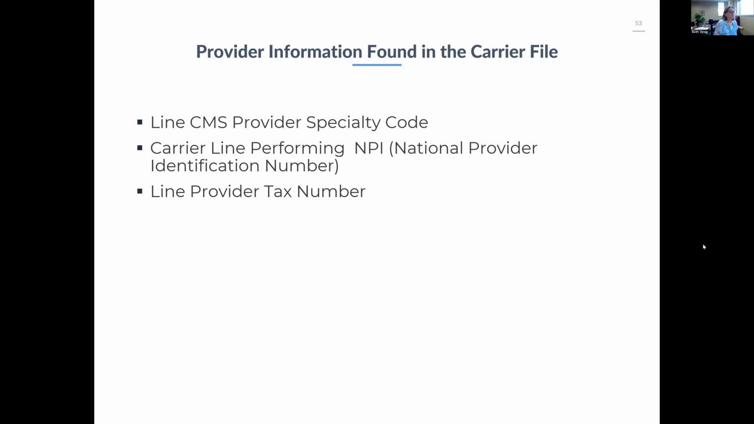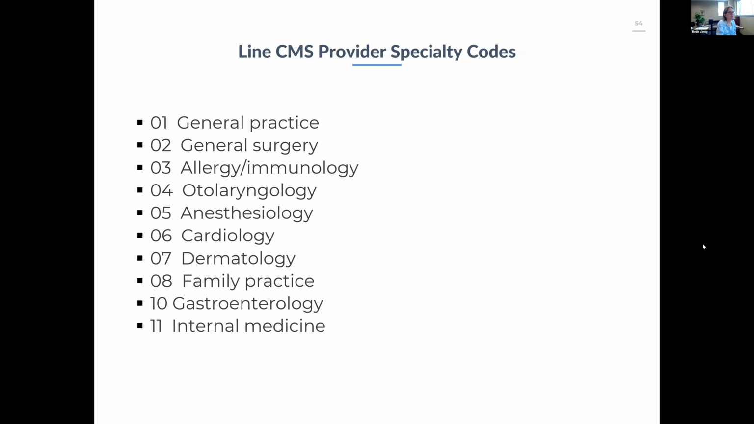Okay, perfect. Provider information. There's a provider specialty code, a line performing NPI, and a line tax number. The tax number will often be shared across people. This is like the tax ID for a physician practice, so people will sometimes use it to identify providers who are in the same physician practice. The specialty codes are general practice, general surgery, allergy, otolaryngology, anesthesiology, and so on.